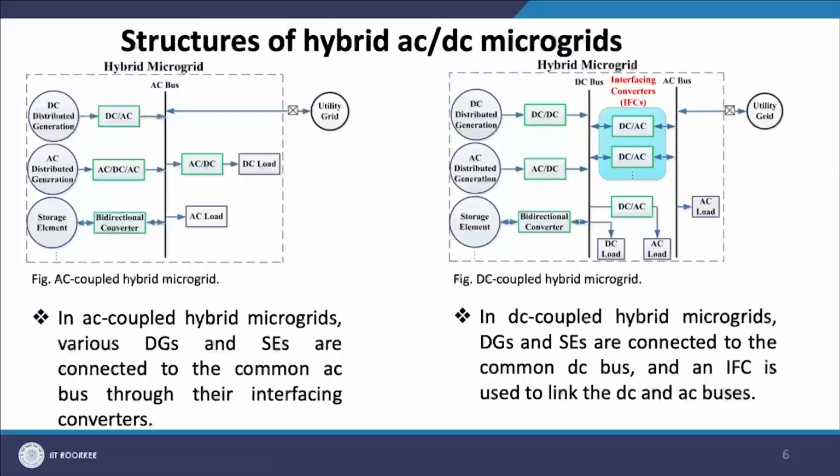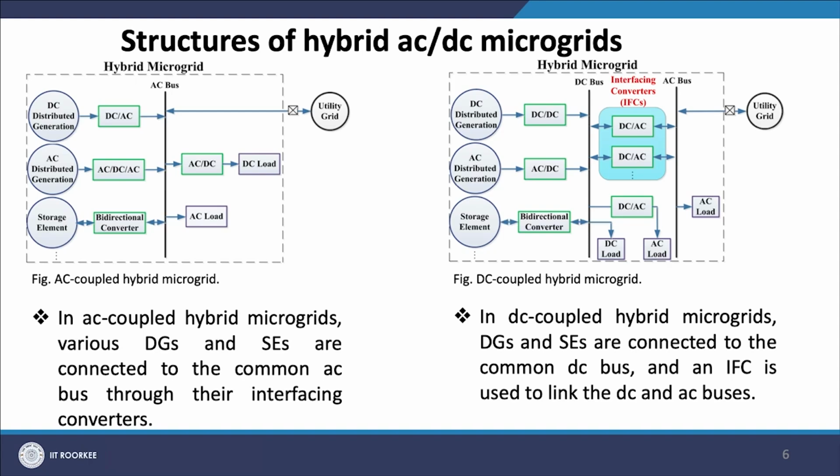The structures of hybrid AC-DC microgrid are segregated into various types such as AC coupled hybrid microgrid, DC coupled hybrid microgrid, and AC-DC coupled hybrid microgrid. The AC coupled hybrid microgrid houses various distributed generations, so called DGs, and energy storage connected to a common AC bus through interfacing converter.